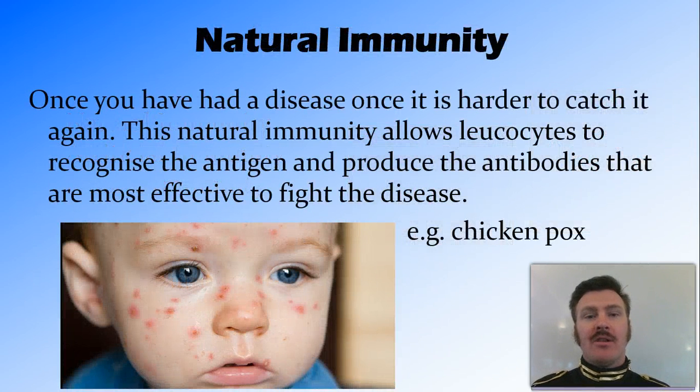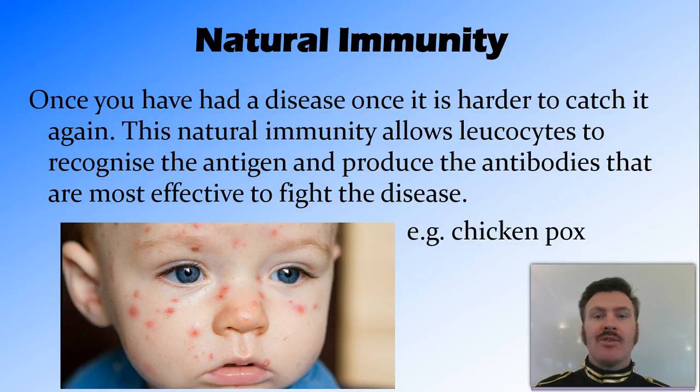So firstly, natural immunity. Natural immunity occurs because once you have had a disease, the leukocytes recognize the antigen that causes the disease, and they can produce the correct antibodies to fight it. So this is why once you've had a disease, it's harder to catch that disease again. For example, chickenpox, you generally only catch once in your lifetime. And if a flu goes around and you get the flu, pass it on to someone else, you generally don't get the flu back because your body's already worked out how to fight it, and it has that natural immunity if it comes across that disease again.